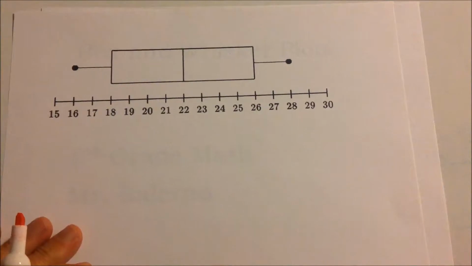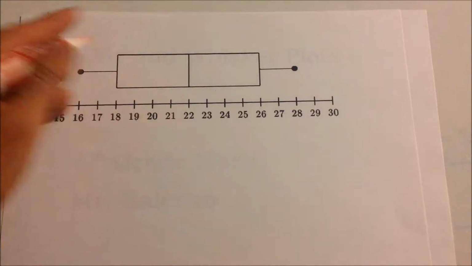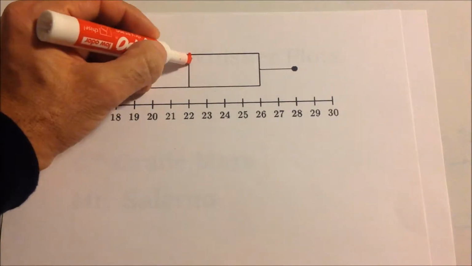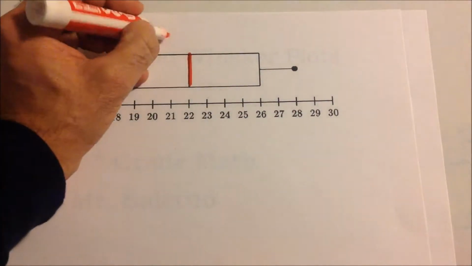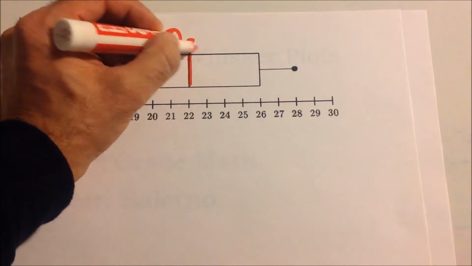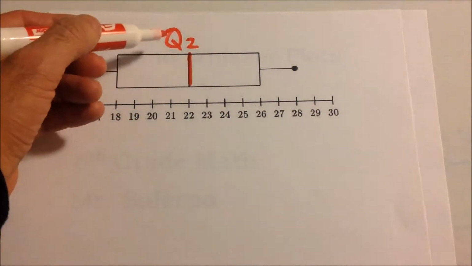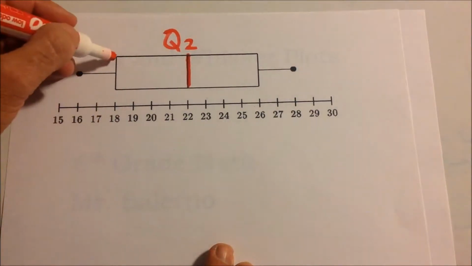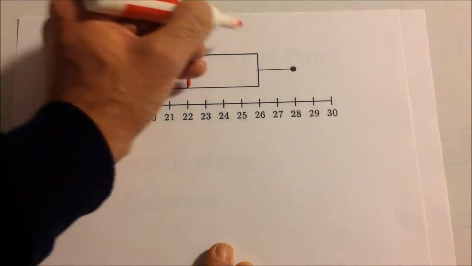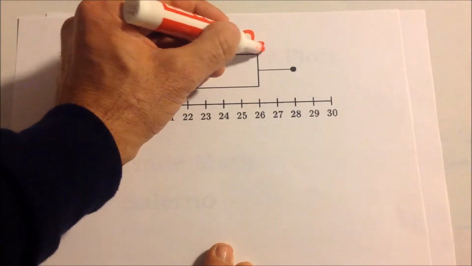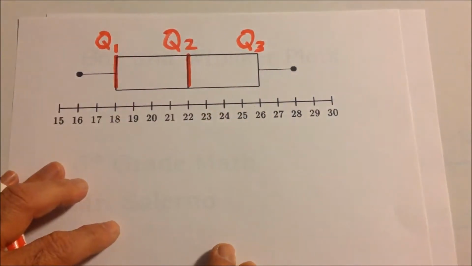Okay, so we'll go over all these points, but this line right here is the median. It's the median of all the numbers, and we also call it the second quartile, or just Q2. This box over here will be the first quartile, or Q1. And this will be Q3, the third quartile.